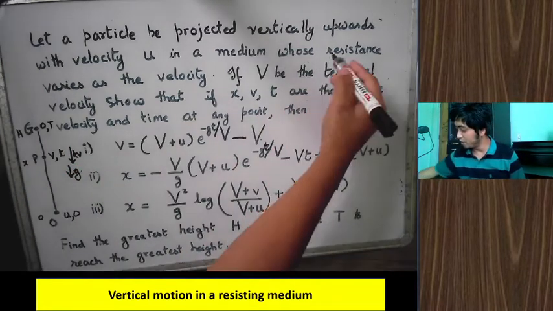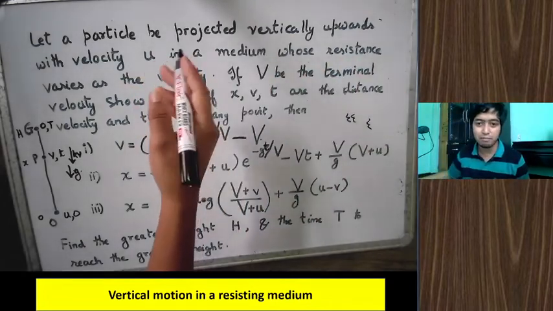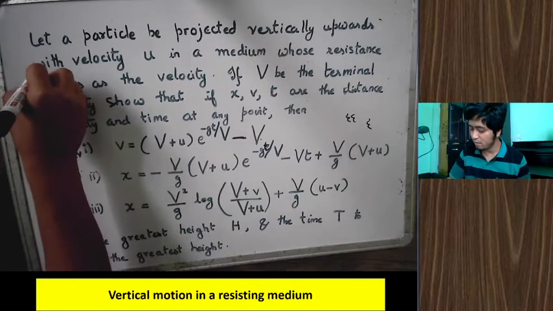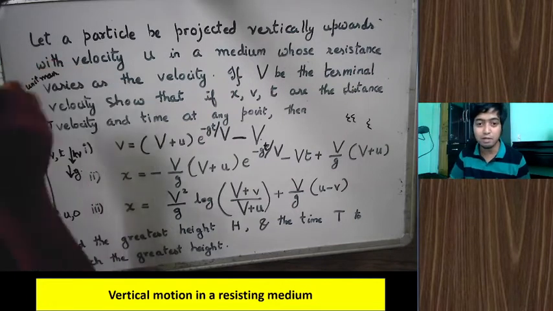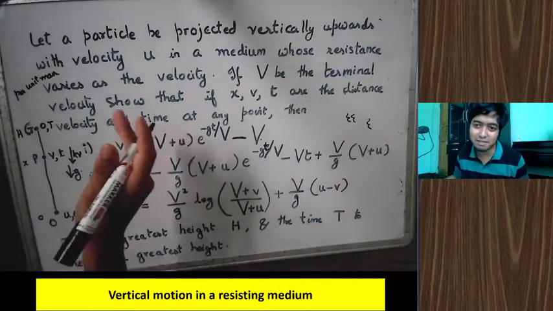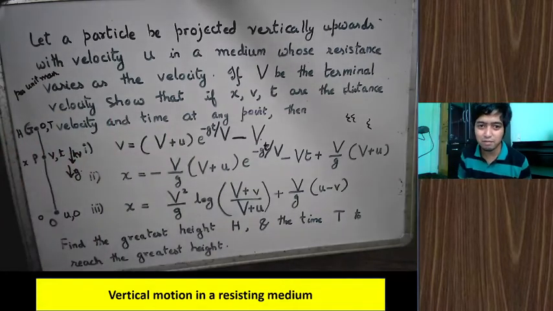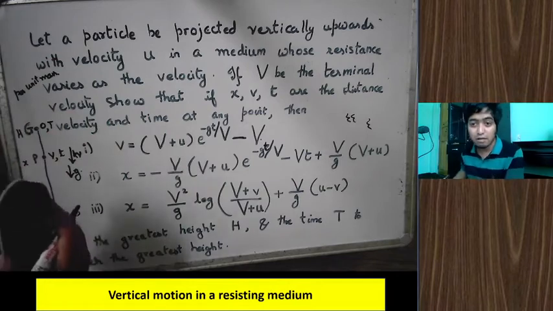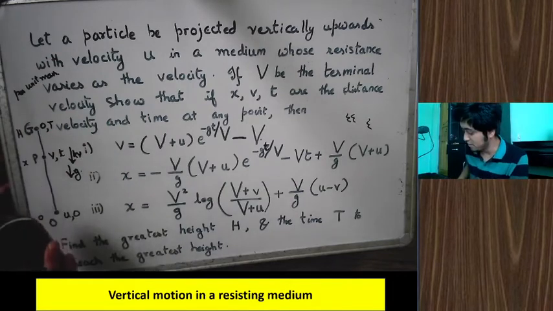Over here I forgot to mention that the resistance is per unit mass. That is very important. Sometimes the resistance may not be given per unit mass, but for this question it is the resistance per unit mass. So now let us solve this question.